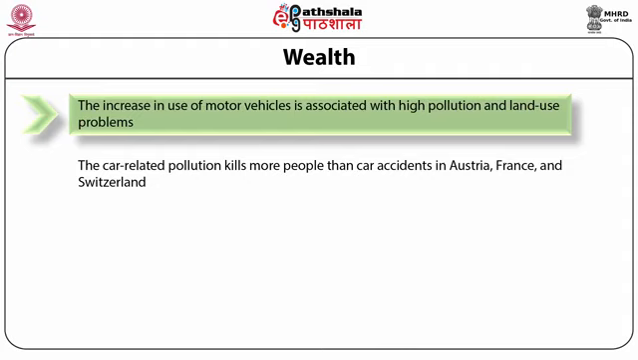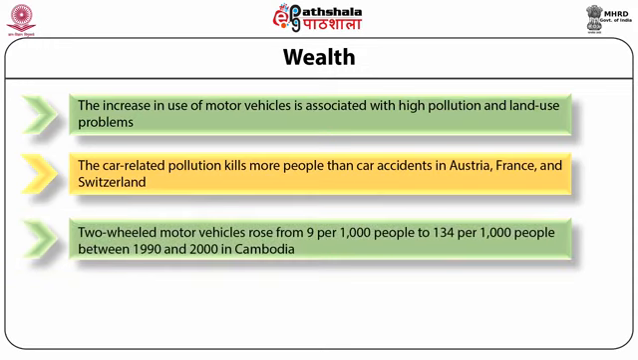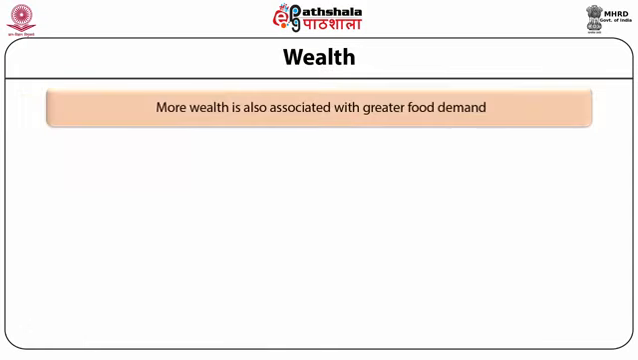The increase in use of motor vehicles is associated with high pollution and land use problems. For example, car-related pollution kills more people than car accidents in Austria, France, and Switzerland. There has been a rapid increase in 2- and 3-wheeled motor vehicles in the less developed world. For example, 2-wheeled motor vehicles rose from 9 per thousand people to 134 per thousand people between 1990 and 2000 in Cambodia. Similarly, in India, this ratio rose from 15 to 29 during the 1990s. More wealth is also associated with greater food demand.